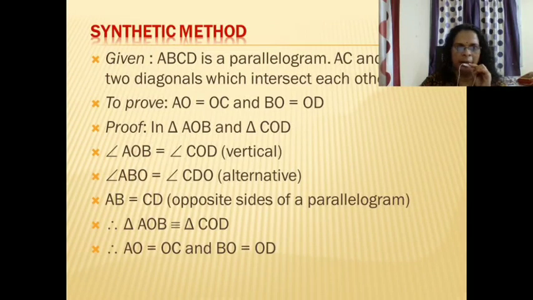Triangle AOB and COD, we proved these two triangles are congruent. AB is equal to CD, opposite sides. So triangle AOB is congruent to triangle COD. So AO is equal to OC and BO is equal to OD. So in one or two steps we learn it.